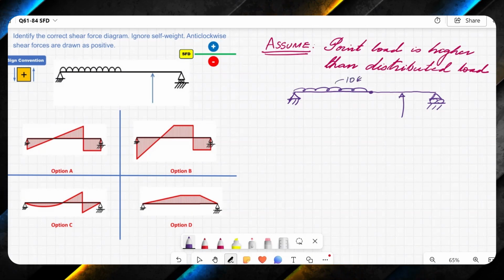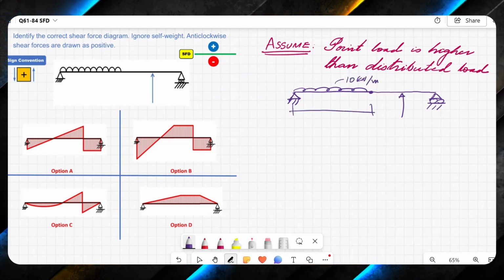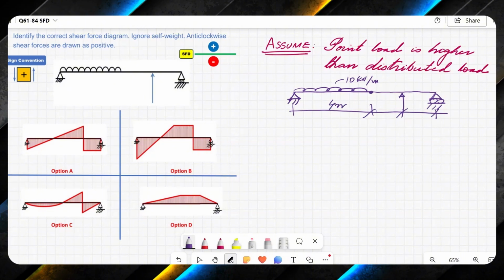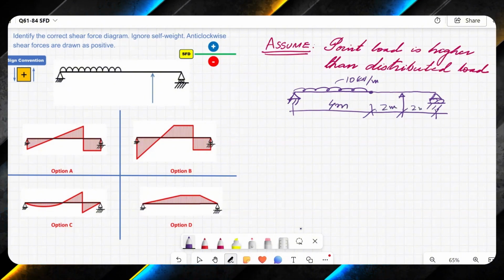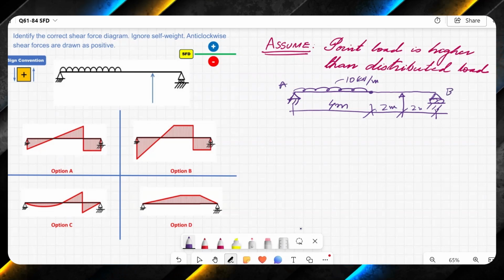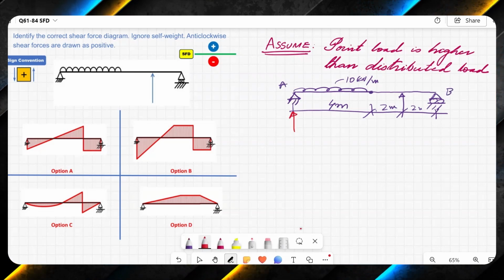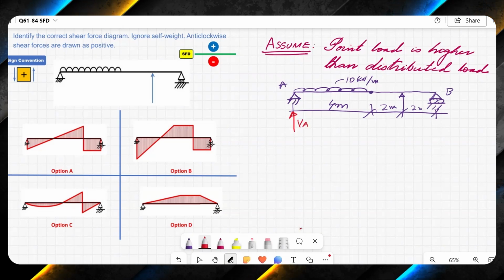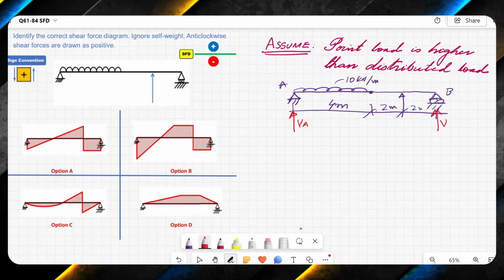UDL is say 10 kilonewton per meter, and here it's 4 meters, 2 meters, and 2 meters. Call this point A and this point B. There will be reactions over here. I call this VA and I call this reaction VB.